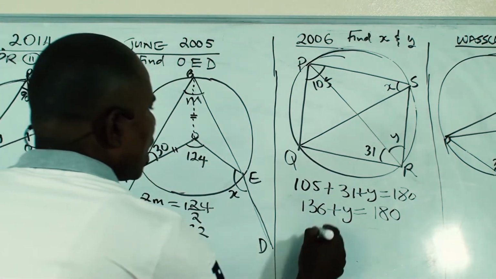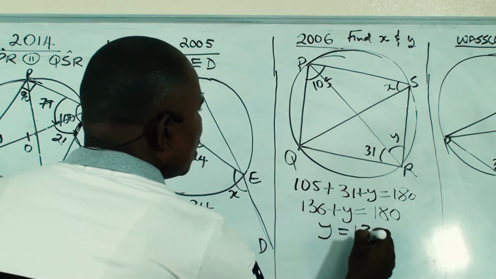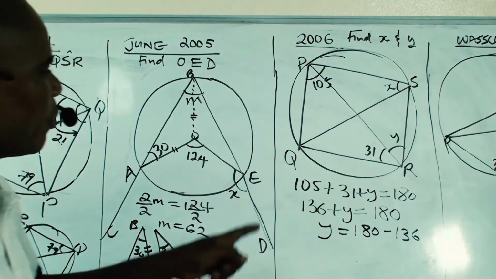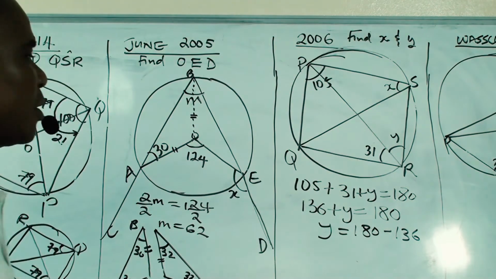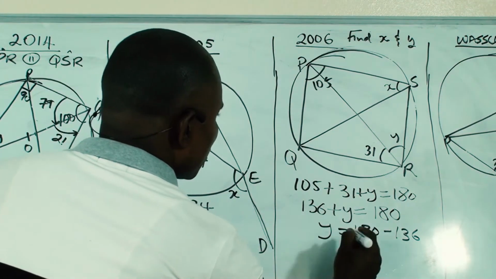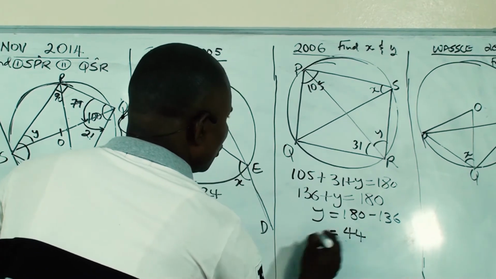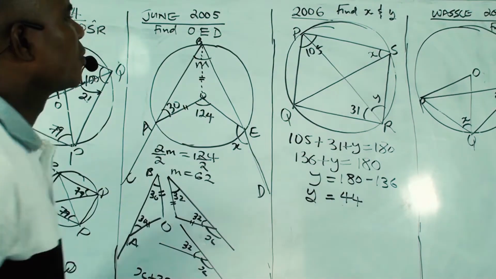So now if I remove that from there, I will have 180 minus 136. If I remove 136 from 180, I'm going to be left with 44. So 44 here will give me y. So y equals 44.